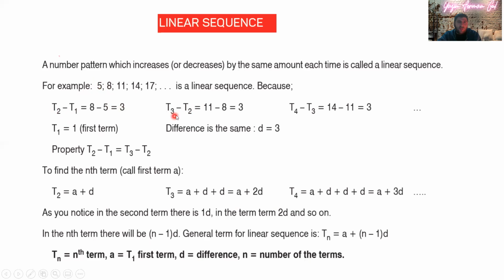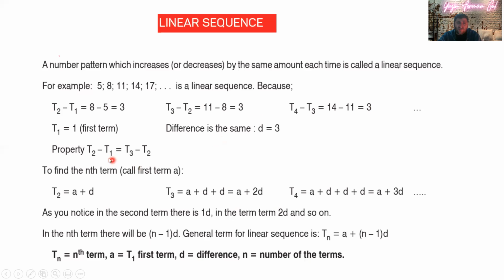T3 minus T2, term 3 minus term 2. Term 3 is 11, and term 2 is 8, so 11 minus 8 is 3. So every time, as you can see, the difference is 3. Term 4 minus term 3: term 4 is 14, minus term 3, which is 11, is 3. So every time the difference is 3, that's why we say this is a linear sequence.